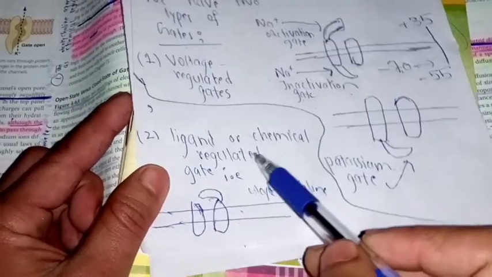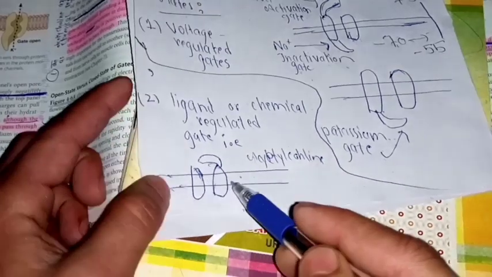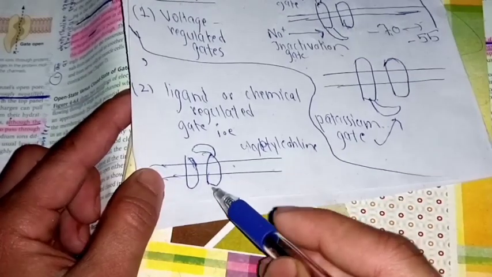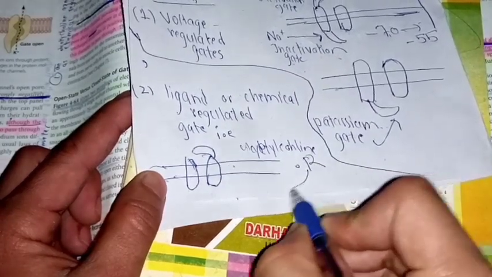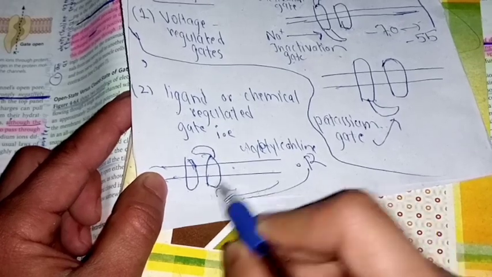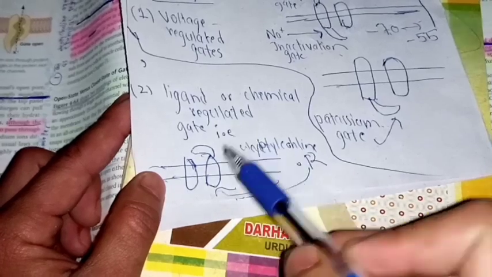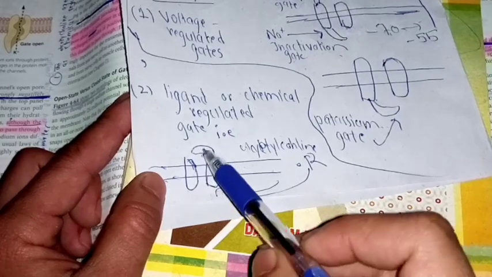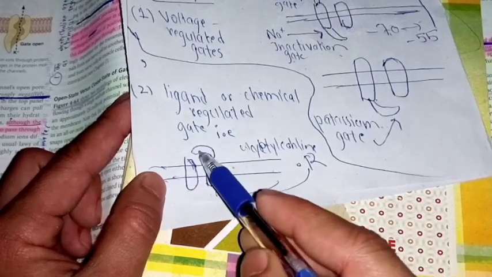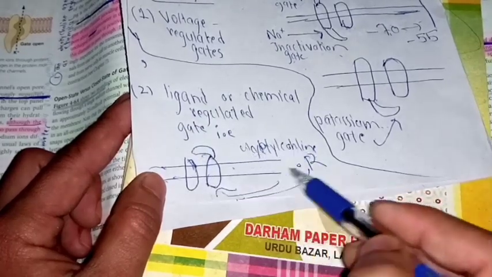Now we will discuss the ligand or chemical regulated gate. For example, if we take the acetylcholine receptor, when acetylcholine is released by the neurons, the acetylcholine will attach to this gate, and through its mechanism will change the conformation of this gate and open the gate for the transmission of the action potential. So this acetylcholine receptor is the example of a ligand or chemical regulated gate.